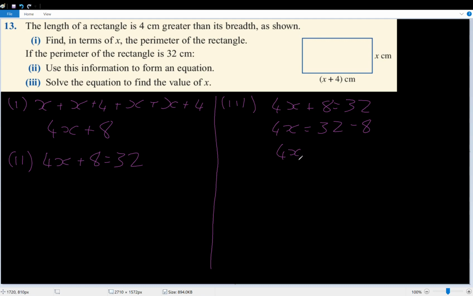That means that 4x is equal to 32 minus 8, which is 24. And from here we're going to bring our 4 across. We're going to get x equals 24 divided by 4, because on the left up here it was multiplied by 4, so when we bring it across the equals it becomes divided by, which means x is equal to 6. Alright, so that is 6. So that would mean that the breadth of our rectangle is 6 centimeters, and the length of our rectangle in this case would be 10 centimeters.